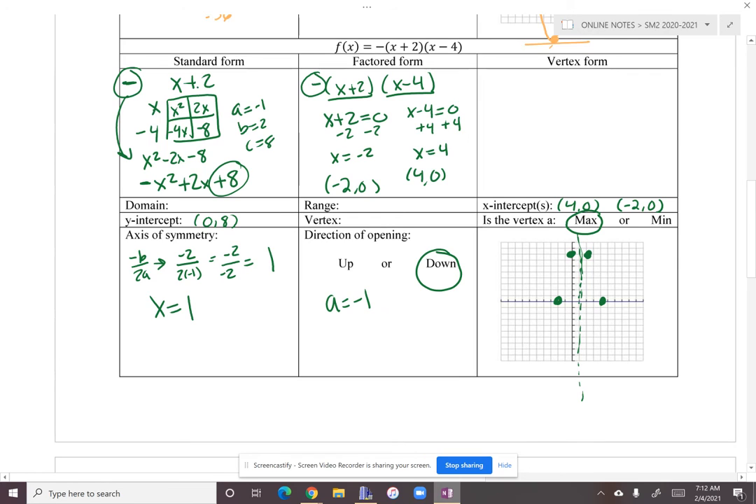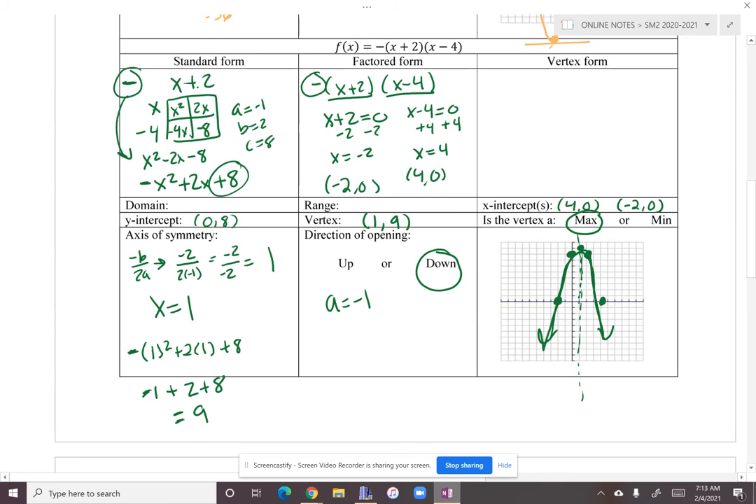Then I'm going to plug 1 in, and I get negative 1 squared plus 2 times 1 plus 8. I get negative 1 plus 2 plus 8, which gives me 9. You can use your calculator or you can do that. So at (1, 9). Okay, so I have my graph. Oops, I missed that dot, but pretend I hit it. Which means that my vertex is the point (1, 9).